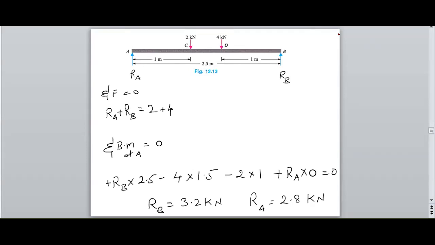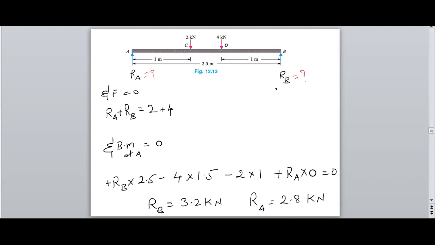Now two point loads are acting on my simply supported beam. I need to draw the shear force diagram and bending moment diagram. Here two unknowns, RA and RB, exist in my beam. Therefore I need to consider the beam in equilibrium condition.